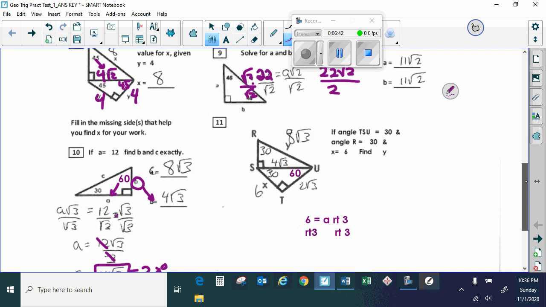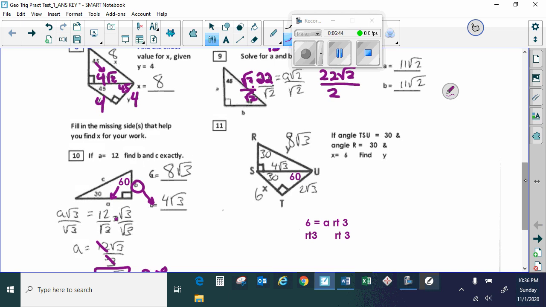Okay, over here now. Angle TSU is 30. Again, these will be randomly generated. And angle R is 30. Okay. X is 6. So X is across from the 6-degree side. So 6 equals A root 3. Divide by root 3.